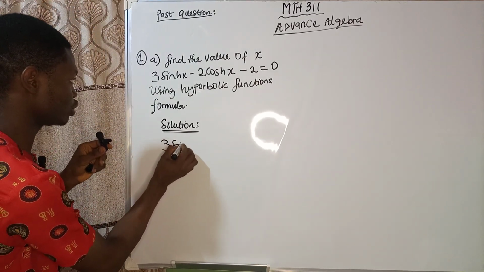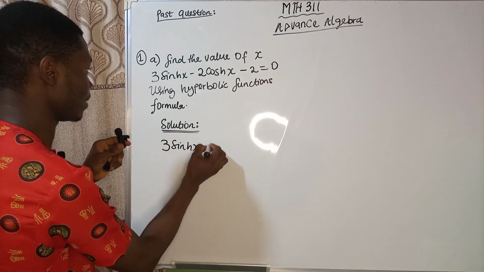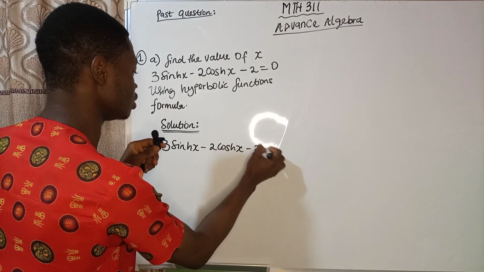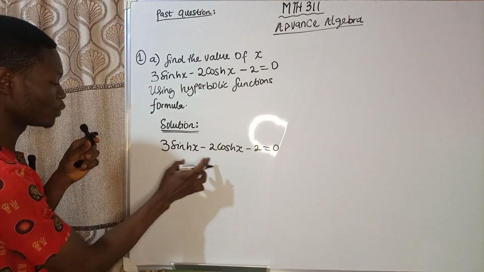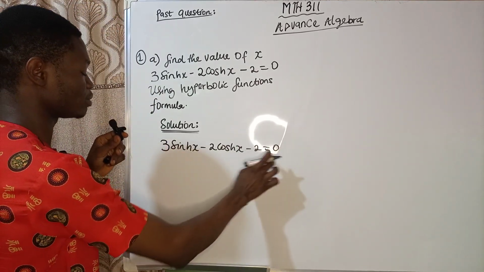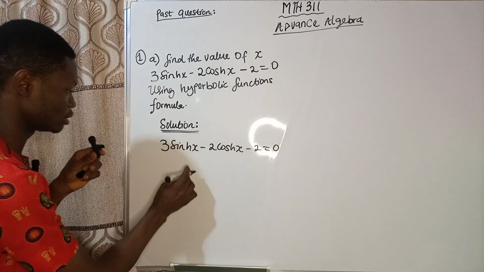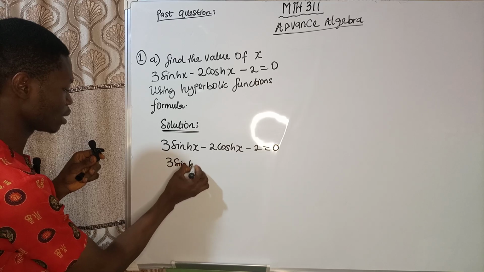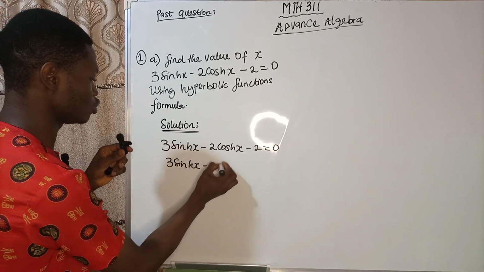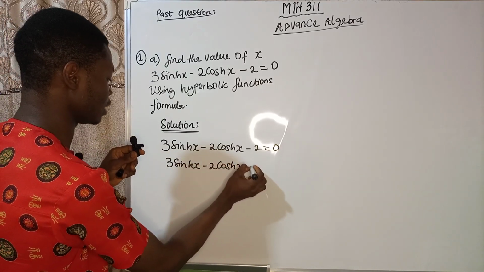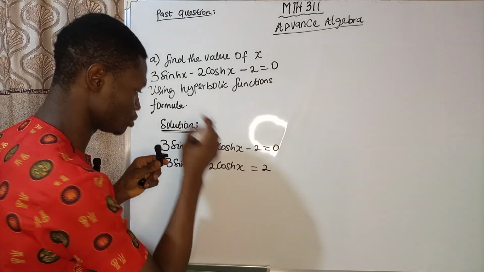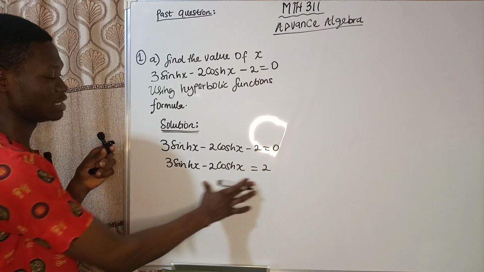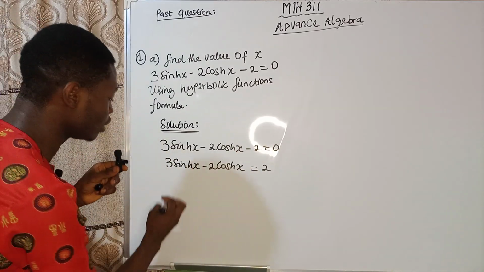3 sinh x minus 2 cosh x minus 2 is equal to 0. We are going to add 2 to both sides, so we have 3 sinh x minus 2 cosh x is equal to 2. We move this 2 over to this side, or you can just call this rearranging the equation.